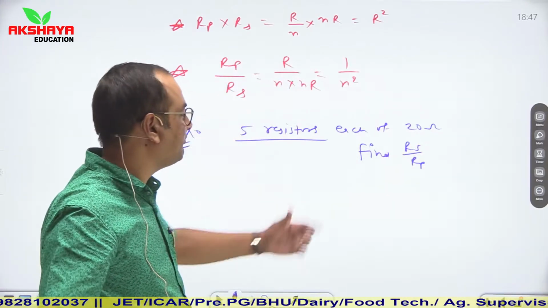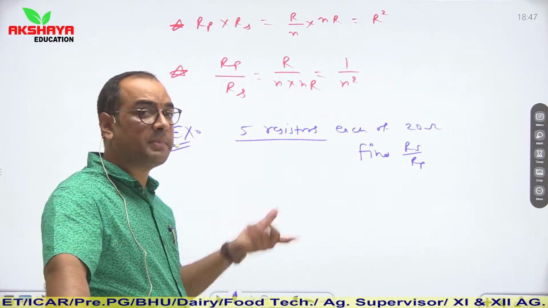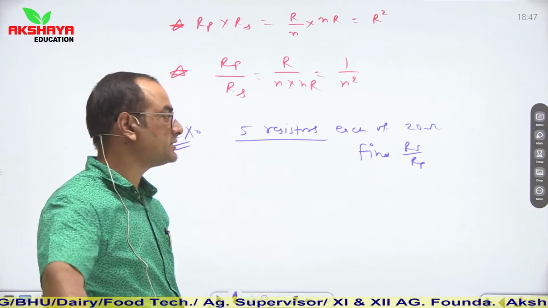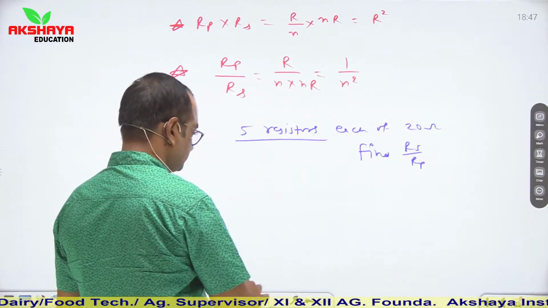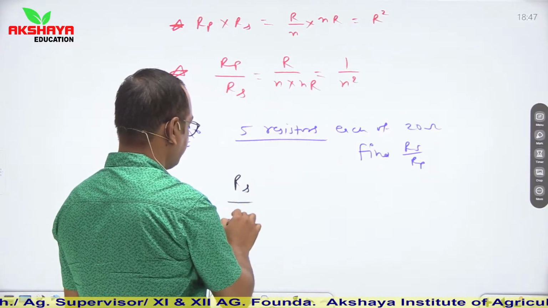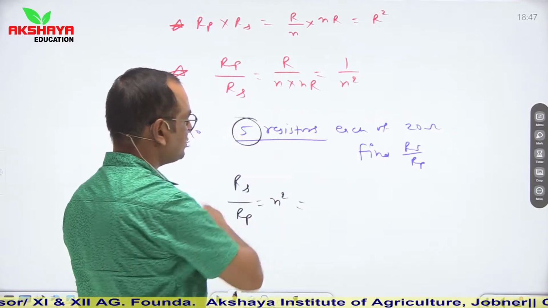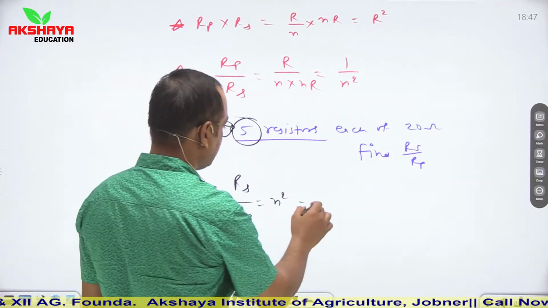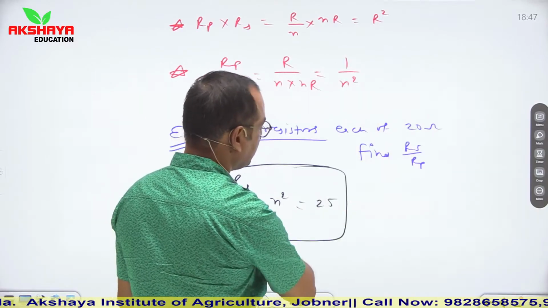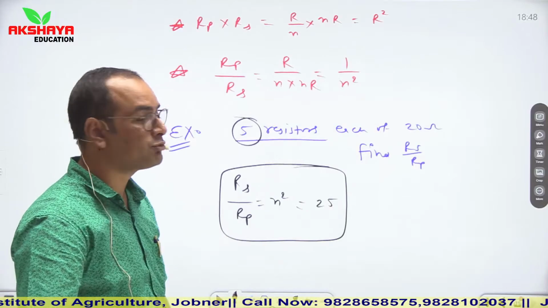So always keep in mind, whenever we find the ratio of series and parallel combination or parallel and series combination, this ratio simply depends on the number of resistors. So Rs upon Rp is equal to n square, and the number of resistors is 5, so n square is 25, and this ratio is unitless. So Rs upon Rp is equal to 25.